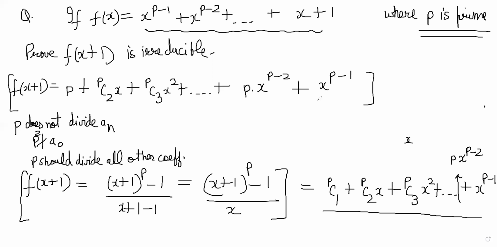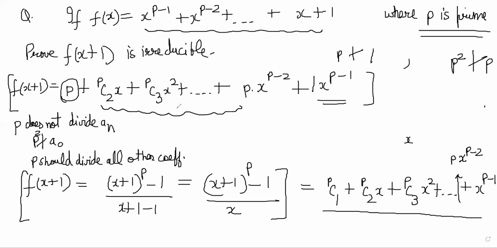So here you can clearly see that p does not divide 1, the coefficient is 1 here. Also, p square does not divide p, the last coefficient is p. p divides p, but p square does not divide p. And finally, you can see that all the terms here are basically pC1, pC2, pC3, and so on.